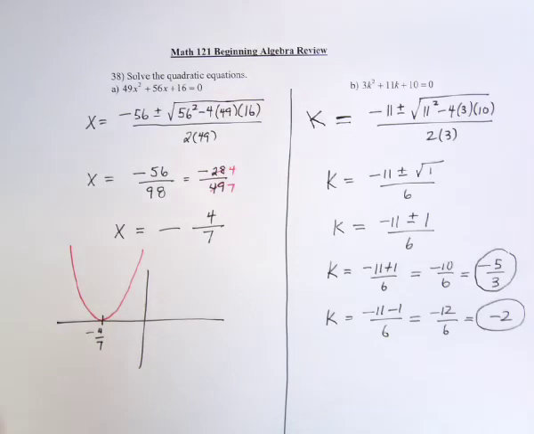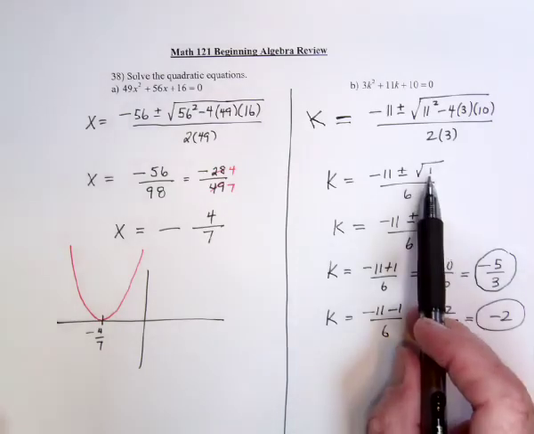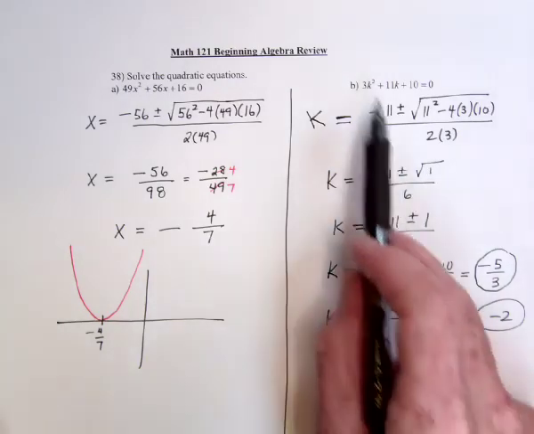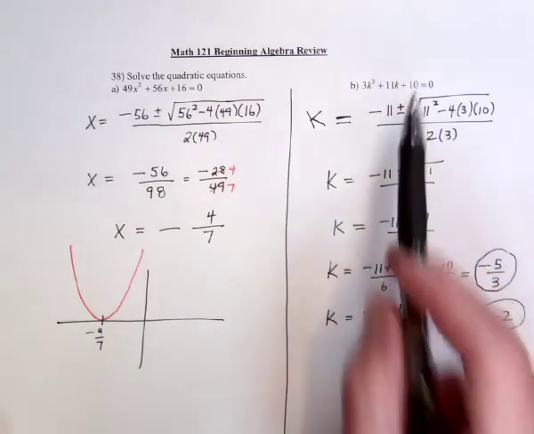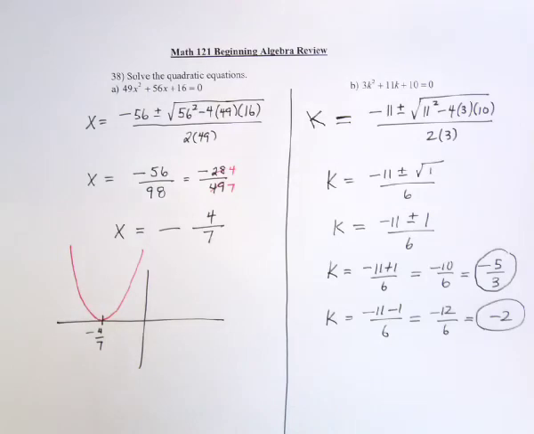There's the two answers. And by the way, when this turns out to be something that you can take the square root of, like here, the square root of 1 is 1, that means that, yes, we could have used factoring on this. But we already did the quadratic formula, and it was a lot of fun, so we're done.